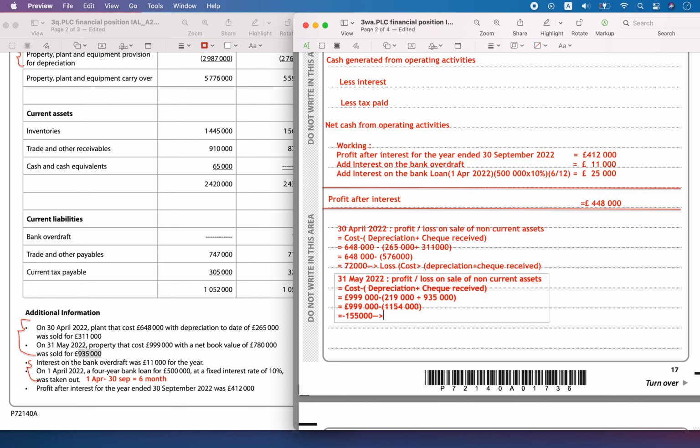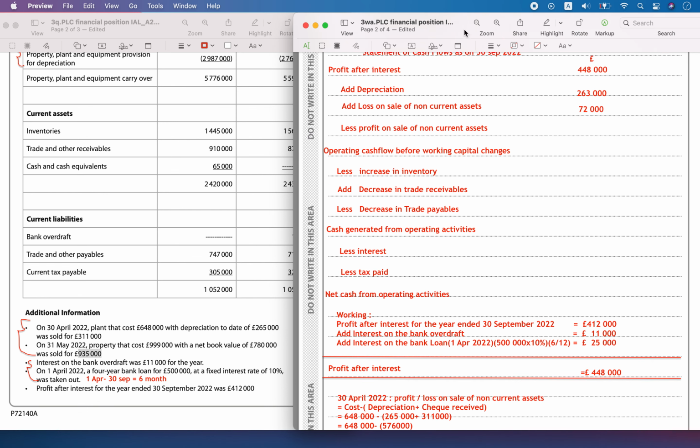Now this is a profit. Why? Because cost has become less than your total accumulated depreciation plus the cash received. This is how you will always calculate whether you have incurred a profit or a loss. So I will have to less the profit received, so less 155,000.